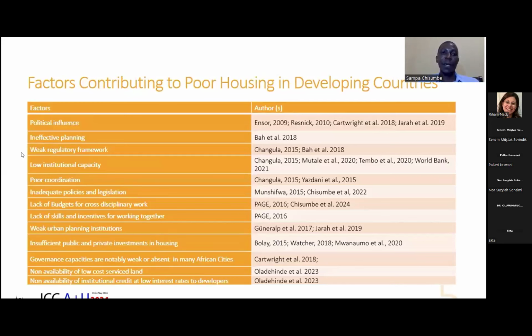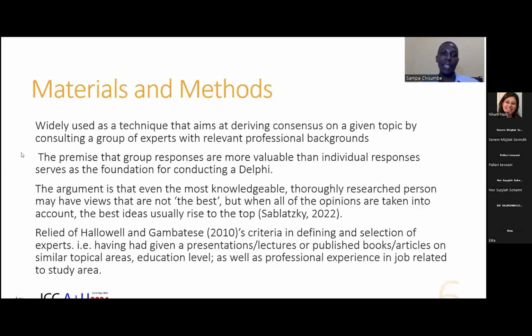We did a literature review, and through it, we were able to identify a number of factors which contribute to poor urban housing in developing countries. Among the factors we identified included political influence, ineffective urban planning, issues to do with governance, capacity, as well as the lack of access to affordable housing finance.